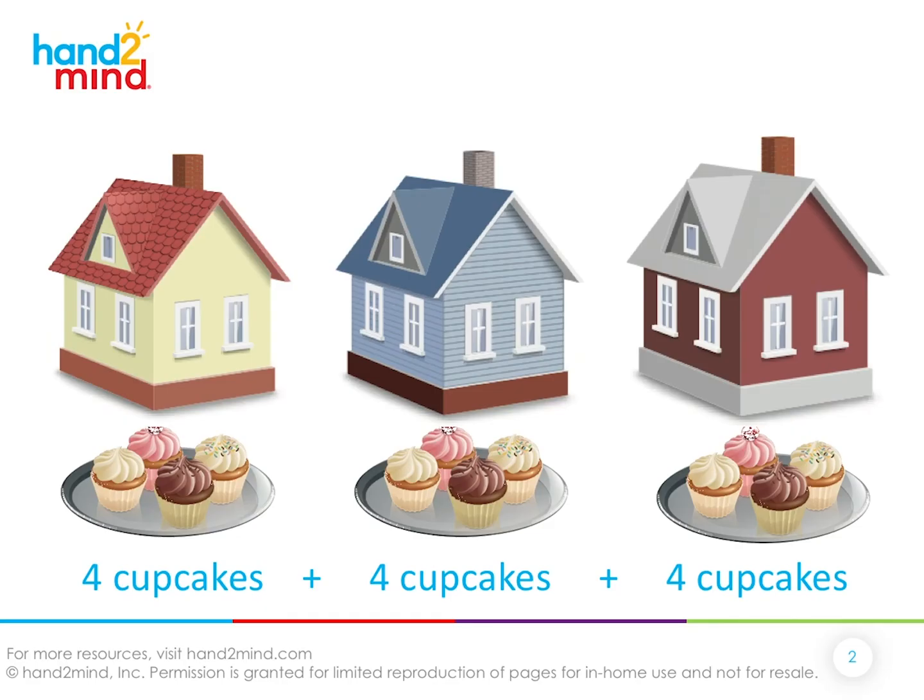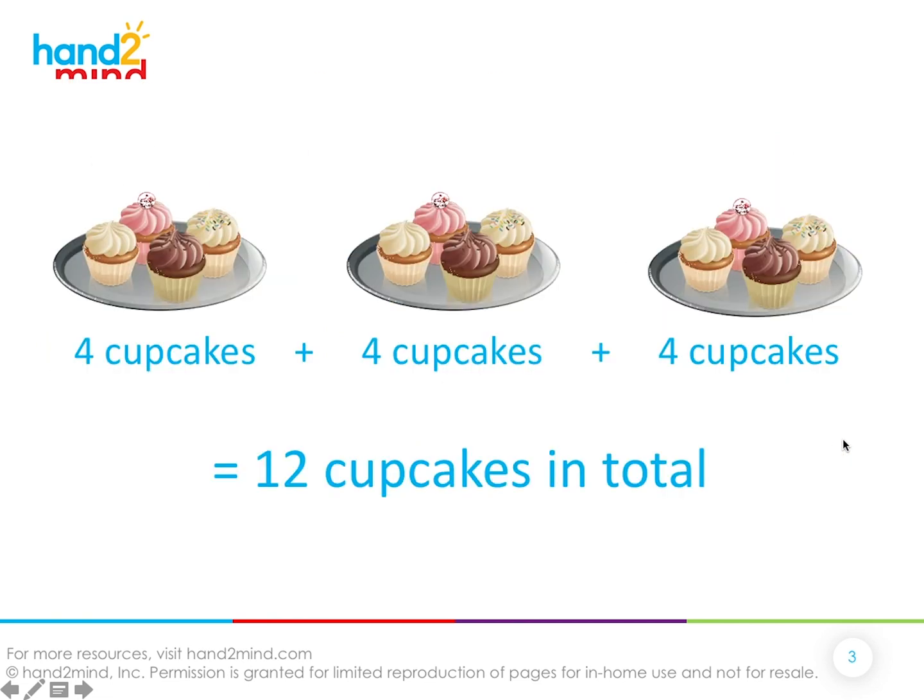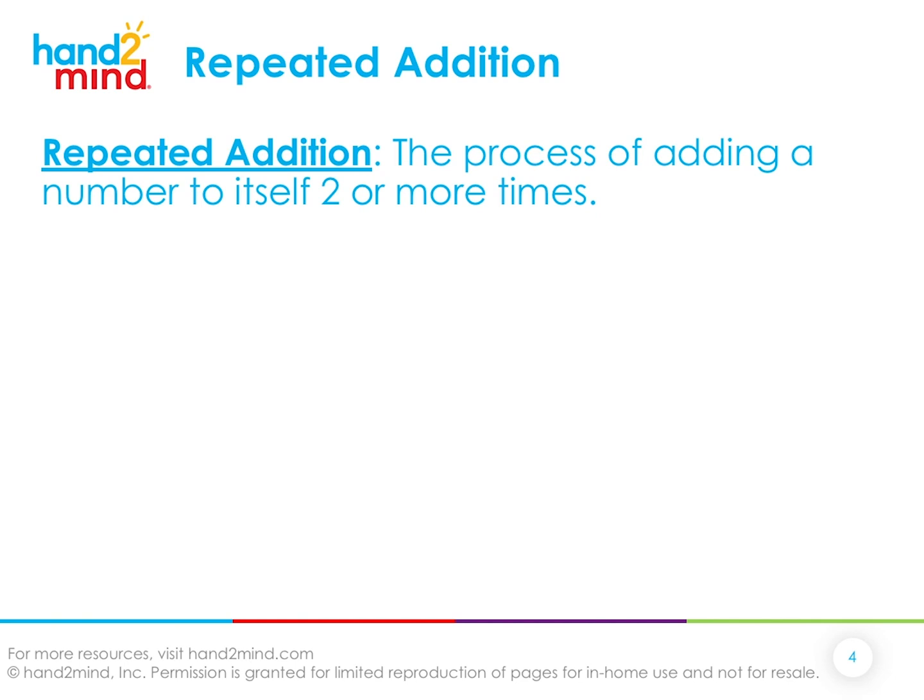Speaking of yesterday's lesson, yesterday we had a problem where we had 4 houses, and for each of those houses we were baking 4 cupcakes. If we wanted to know how many cupcakes we needed to bake altogether, we added it all up. We had 3 plates of 4 cupcakes in each for all 3 of the houses, and we had 1, 2, 3, 4, 5, 6, 7, 8, 9, 10, 11, 12 cupcakes in total. What we did in that situation was called repeated addition, which is the process of adding a number to itself 2 or more times.